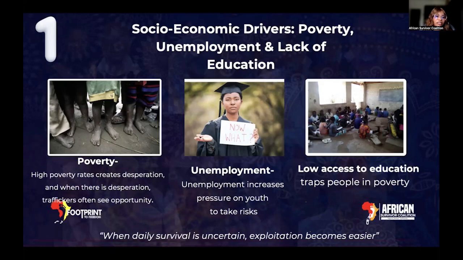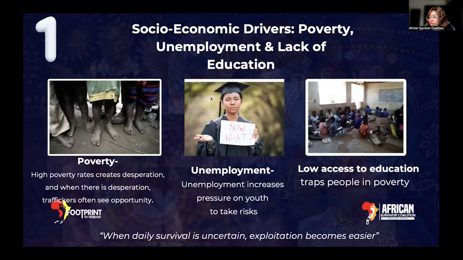Even till today in our continent, Africa has some of the highest poverty rates in the world. And for many families, survival is a daily struggle, as we know, to find food, shelter, or even school fees. And when there is desperation, traffickers often see opportunity. They offer things that look like a lifeline: promises of a good job abroad, a scholarship, or they tell you they could help you start a business somewhere else. But too often, these promises turn into traps. This is because when daily survival is uncertain, especially for many families in Africa, exploitation becomes even easier.